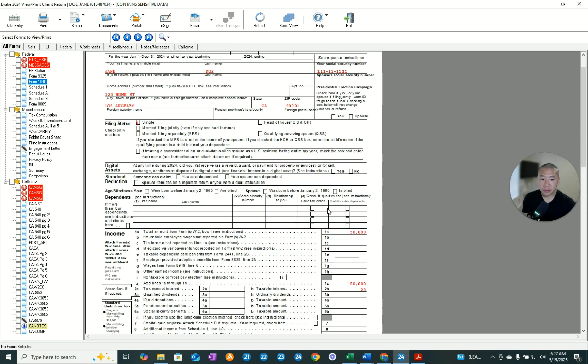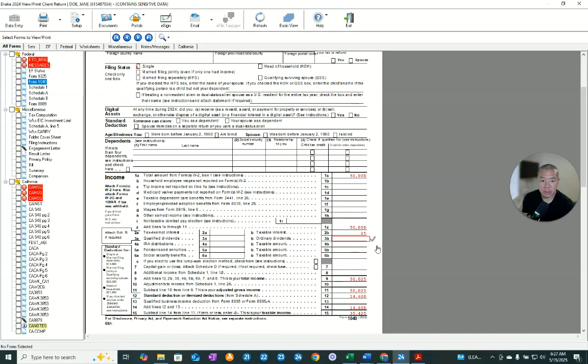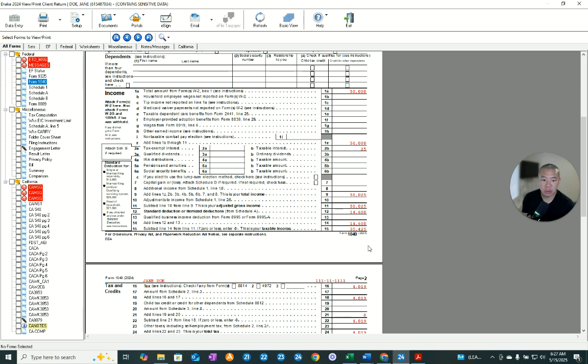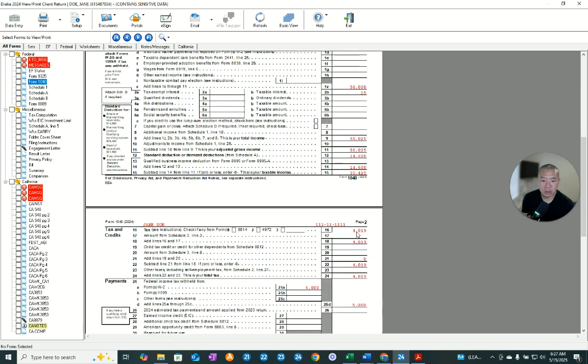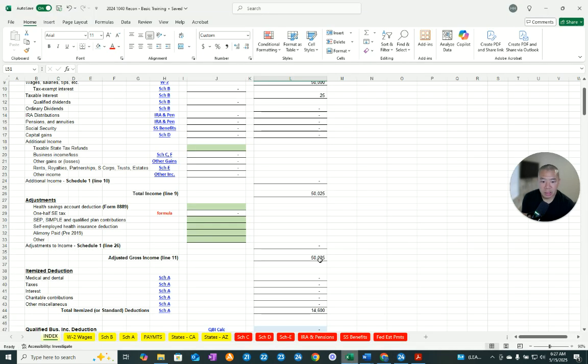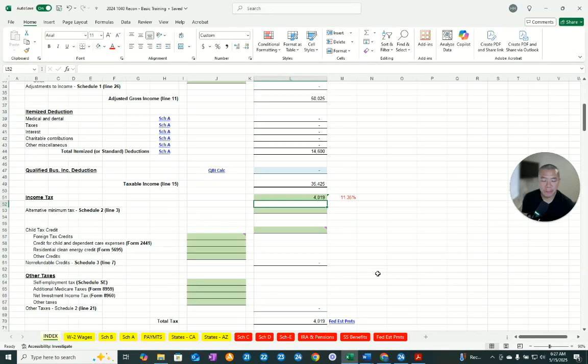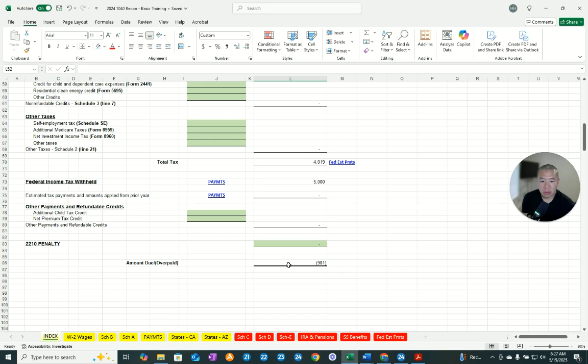So it should match the first page: 50,000 wages, $25 in interest income, standard deduction of $14,600, taxable income $35,425, which agrees with our 1040 reconciliation Excel sheet. Now the tax it calculated for you is $4,019, which seems about right. I was expecting about 10%. So now I take this number and input it into my screen, 4,019. That's a little over 10%, 11.335%. And they've paid in $5,000, so there should be a refund of $981.